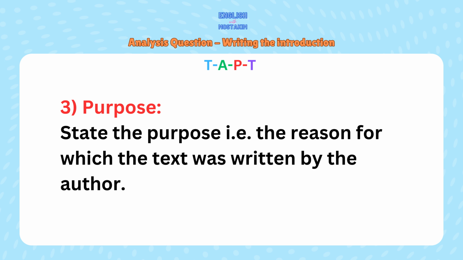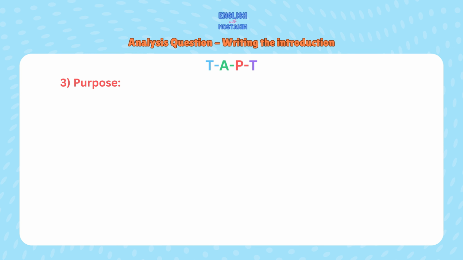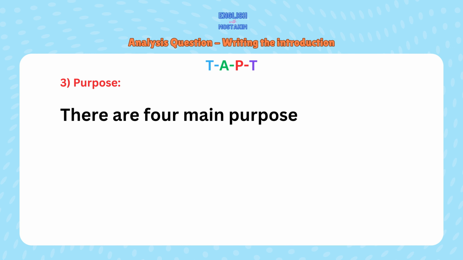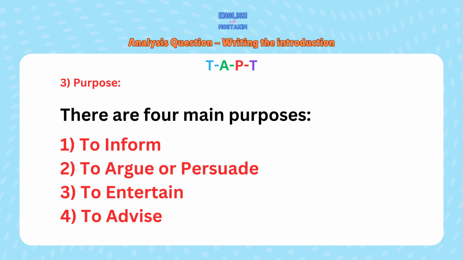There are mainly four purposes for writing a text. A writer can write a text to inform, to argue or persuade, to entertain, or to advise. So we will need to analyze the text and find out why it was written, and we have to state that. Most of the time, this purpose is written in short in italics in the very beginning of the text under the title, probably. So it is not very difficult to deduce.